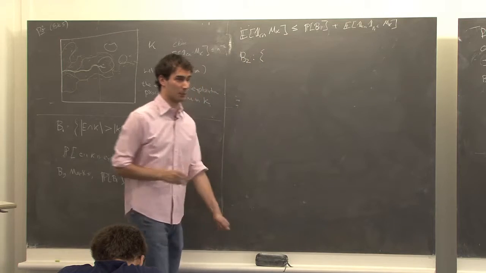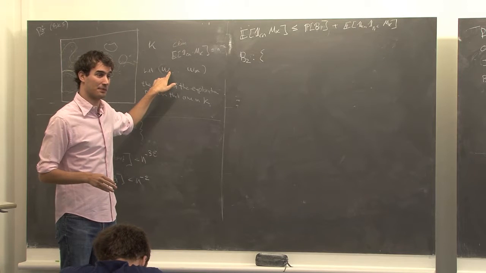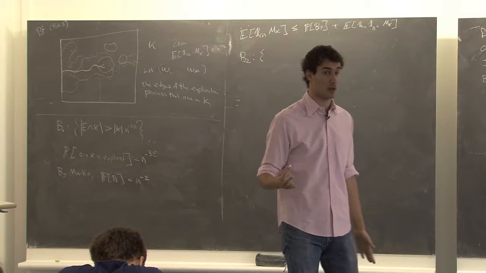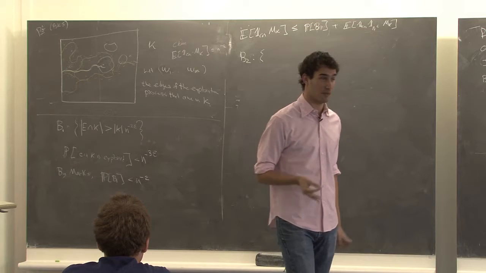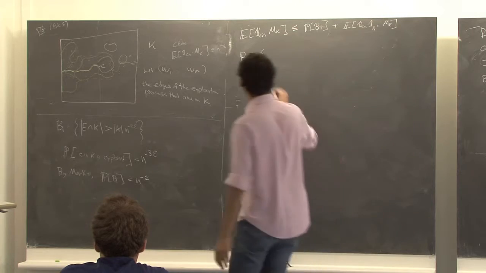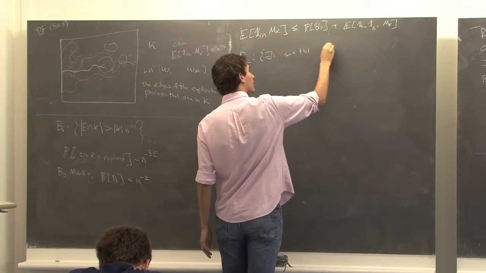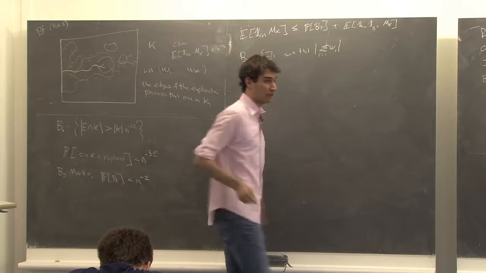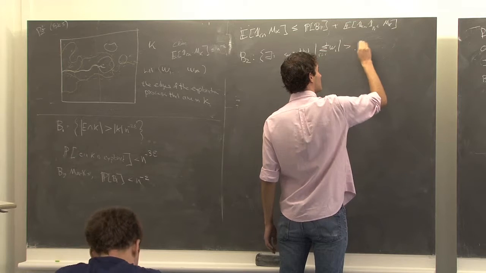Bad event 2. I'm going to now look at a running tally of these omega i's. The bad event 2 is that there's going to be a large deviation there. Because I know this is a sequence of IID random variables, their mean is 0, and by the central limit theorem, we know they're going to be well concentrated. So my bad event there is that there exists a j such that the summation of omega i from i equals 1 to j, in absolute value, is larger than, I'll put the constant outside, fix a constant.